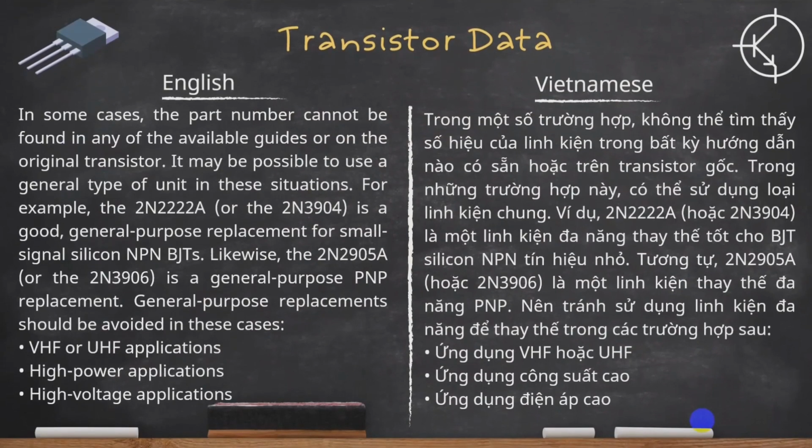In some cases, the part number cannot be found in any of the available guides or on the original transistor. It may be possible to use a general type of unit in these situations. For example, the 2N2222A, or the 2N3904, is a good, general-purpose replacement for small-signal silicon NPN BJTs. Likewise, the 2N2905A, or the 2N3906, is a general-purpose PNP replacement. General-purpose replacements should be avoided in these cases: VHF or UHF applications, high-power applications, high-voltage applications.